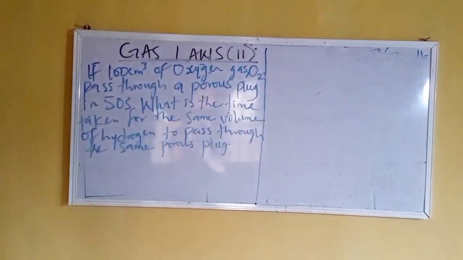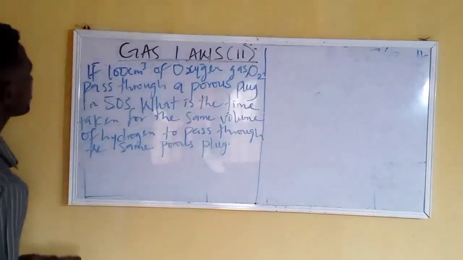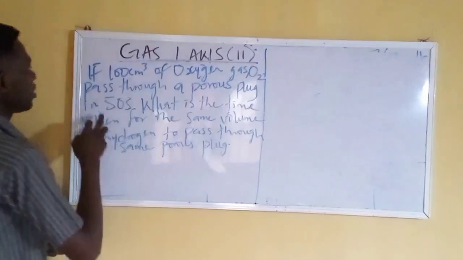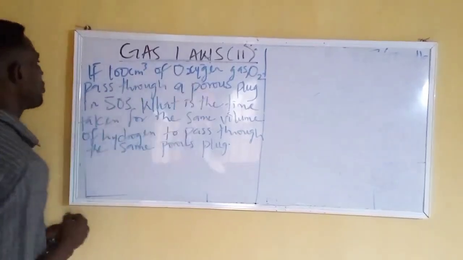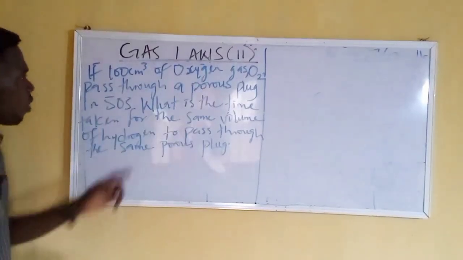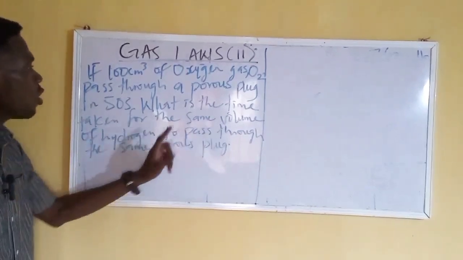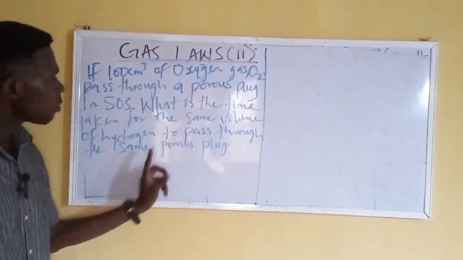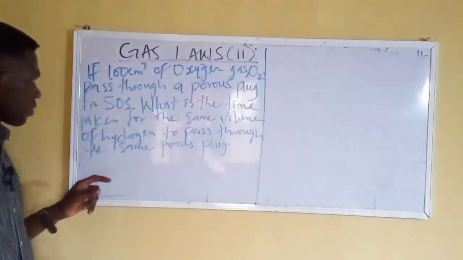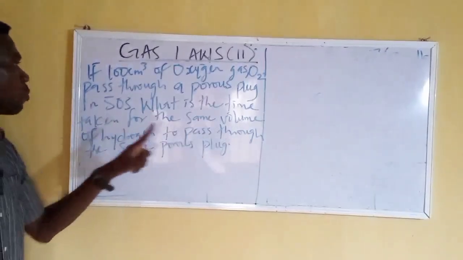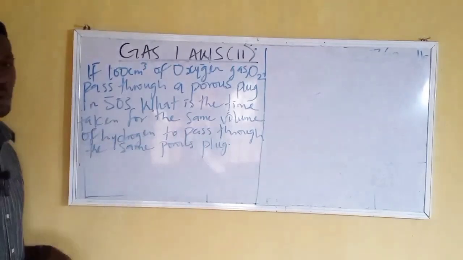Now, if you have a look at this question, it says if 100 centimeter cube of oxygen, which is represented as O2, passes through a porous plug in 50 seconds, what is the time taken for the same volume of hydrogen to pass through the same porous plug?